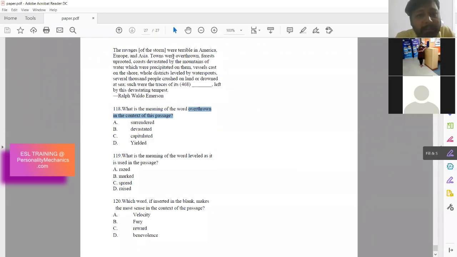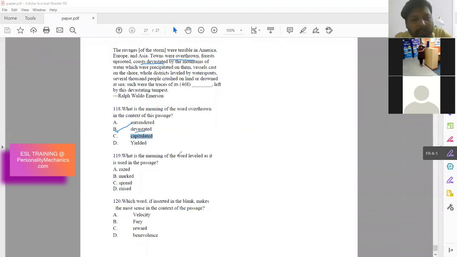So, as you can see, the word is written here, towns were overthrown. That means they were surrendered? No, they were not being attacked by someone, so we cannot say that they surrendered. Capitulated means they surrendered because of a negotiation that was happening between two countries, right? So capitulated again means to surrender, but as a negotiation. Yielded also will mean surrender. So all three of these words will be almost the same. It's just about being devastated, that is broken, that is destroyed.